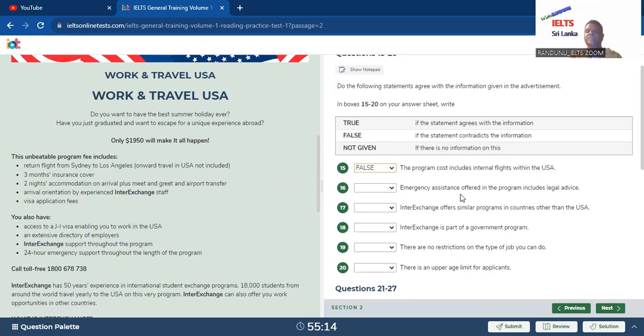Next one, emergency assistance offered in this program includes legal advice. So if you have some emergency assistance in this program, legal advice is also included. Okay, emergency. They are talking about emergency somewhere. Now you'll come down here. Emergency, emergency, okay, emergency.